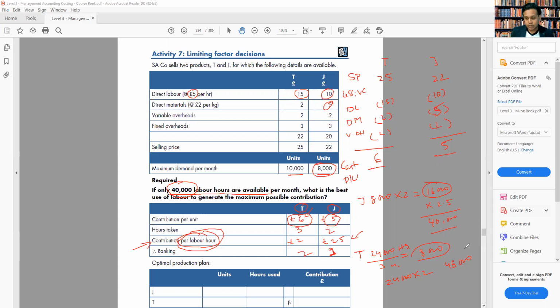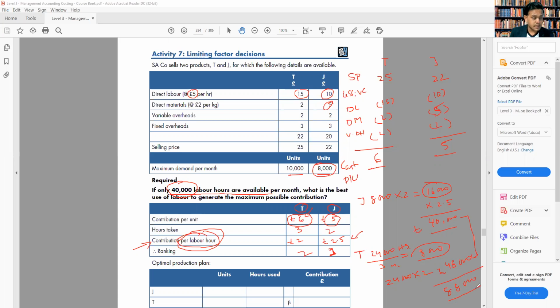So total contribution, how much will it be? 40,000 from J and 48,000 from T, and that will give me the total contribution, 88,000. So that's how we can do that.